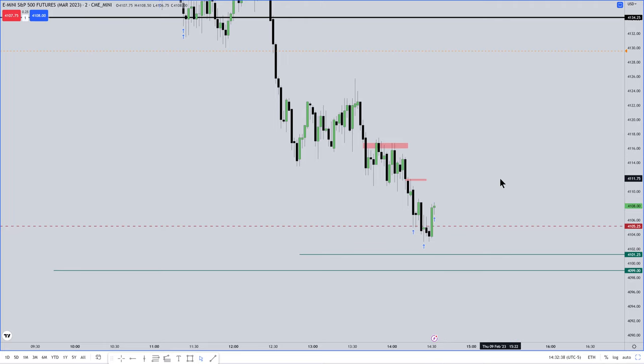Look. 4100.75. That's the close and open of that candle. The small little variance in price, you have to allow for that. Don't let that scare you. Don't let it be a source of fear or anxiety. That's normal. That's a normal thing in price delivery.